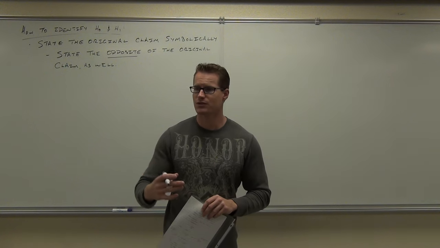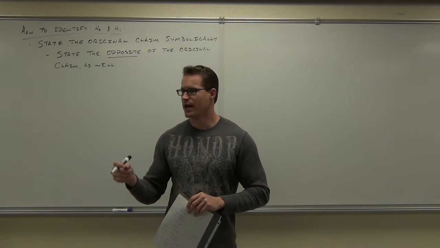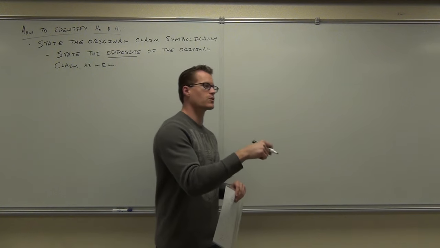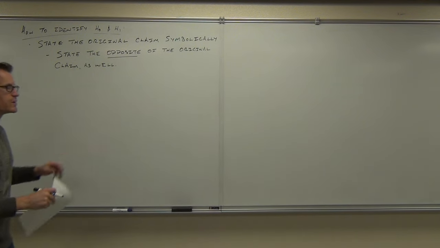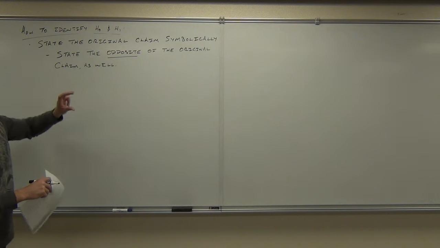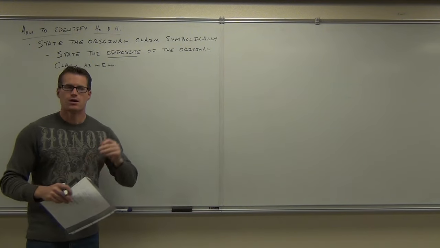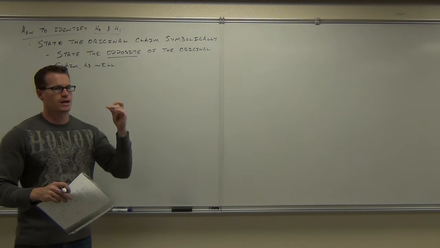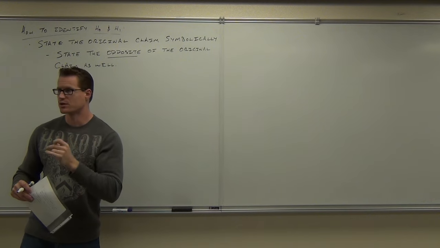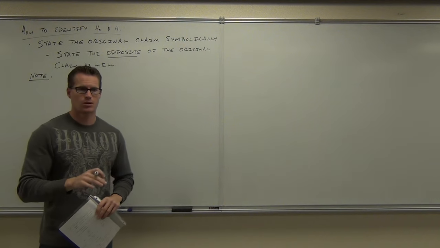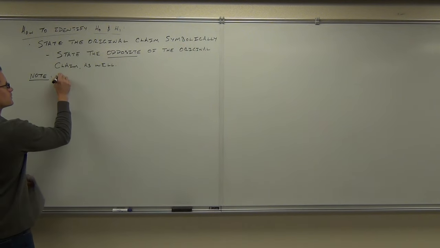These claims are going to be given to you. They can either be worded as H-sub-0 claims or H-sub-1 claims. We're going to have to identify how to figure that stuff out. So in order to do that, you state your original claim symbolically, and you state the opposite of the claim symbolically. Your original claim could be either H-sub-0 or H-sub-1, so make a note on that. The original claim could be H-sub-0 or H-sub-1.